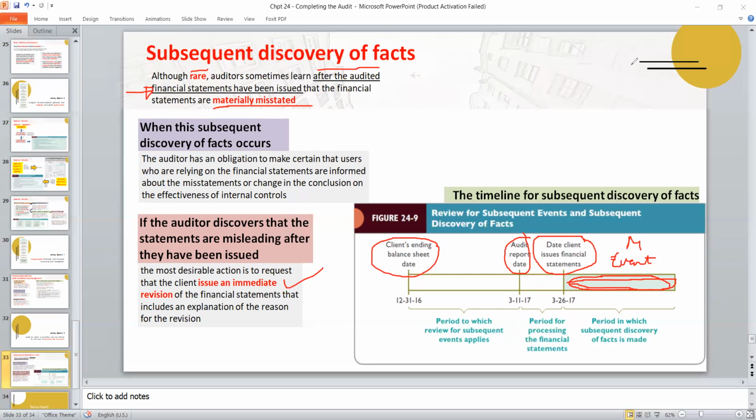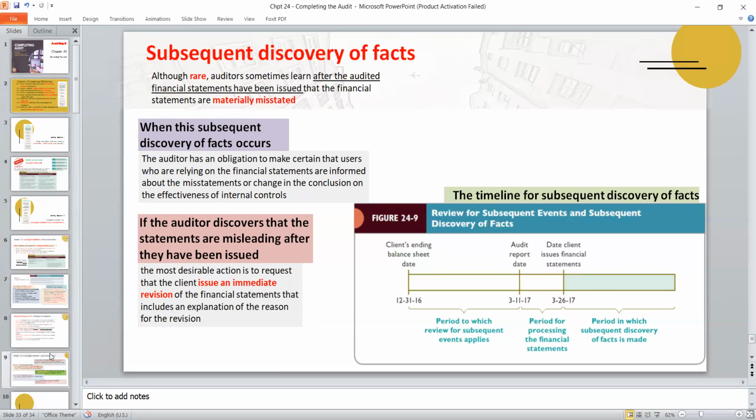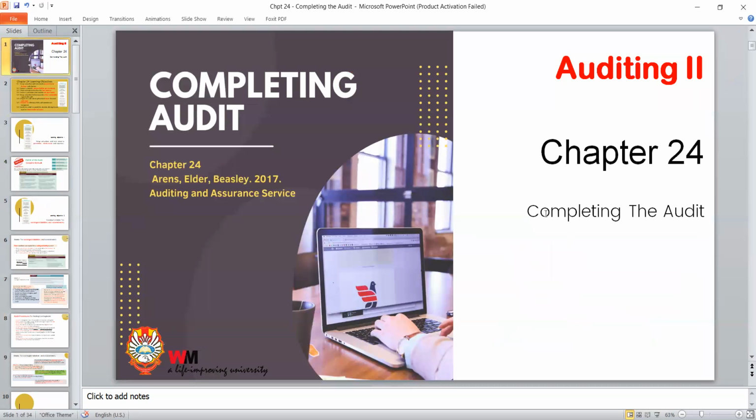Okay, is there any question for chapter 24? Yeah, kind of boring because we don't discuss any account. We only discuss facts, procedure, theory. But yeah, this is the process of the completion of the audit.